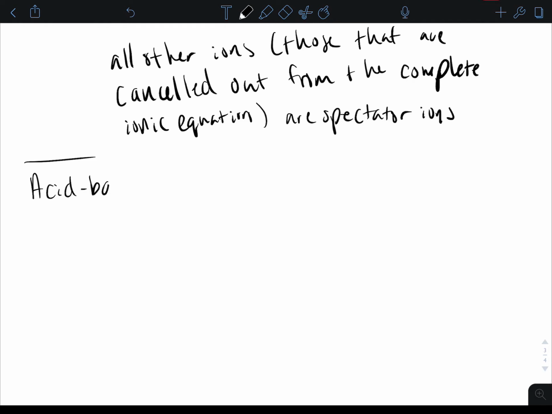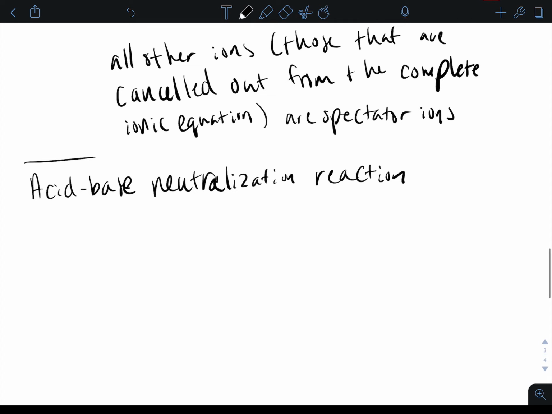Let's start talking about acid-base neutralization reactions. Remember, if we have strong acids and strong bases, these are also considered strong electrolytes. So oftentimes, acid-base neutralization reactions are also written in complete ionic equations and net ionic equations.